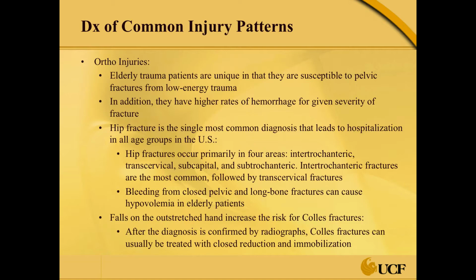So if a patient ever comes in with a suspected long bone fracture, the first thing you do is put them on oxygen, because oxygen reduces the surface tension of the fat globule, makes it less likely to lodge into the pulmonary tree. Falls on the outstretched hand increase the risk of Colles fractures, and after the diagnosis is confirmed by radiographs, Colles fractures can usually be treated with closed reduction and immobilization.